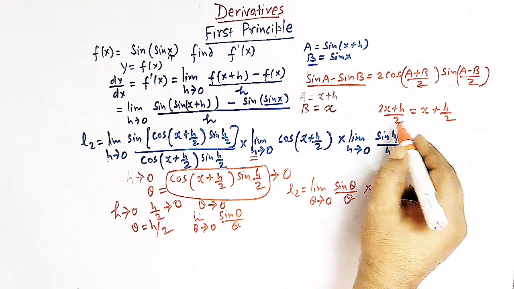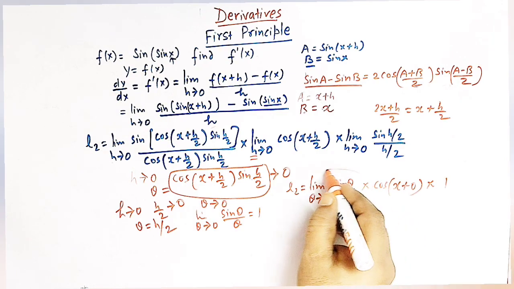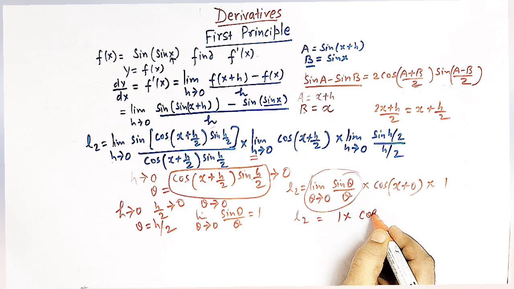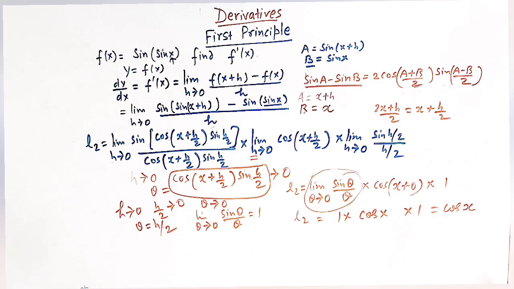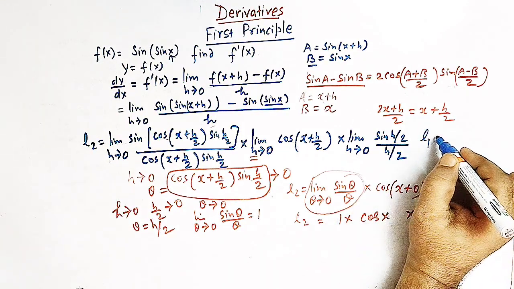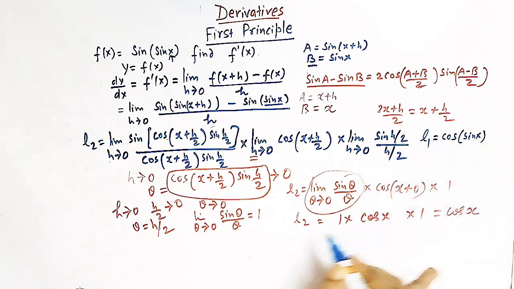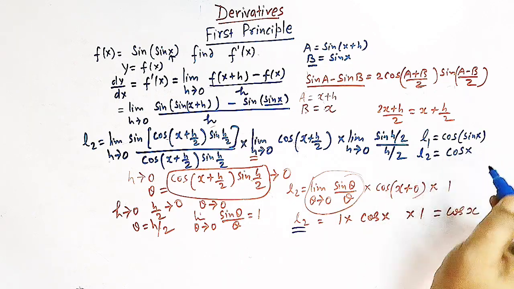Here the value of this limit is equal to 1, because limit theta tends to 0 sine theta over theta is equal to 1. So now this limit is equal to 1. So we have L2 equal to 1 times cosine of x times 1, which is equal to cosine x. The value of the limit L1 is cos of sine x, and we have just seen that the value of the limit L2 is cos x.